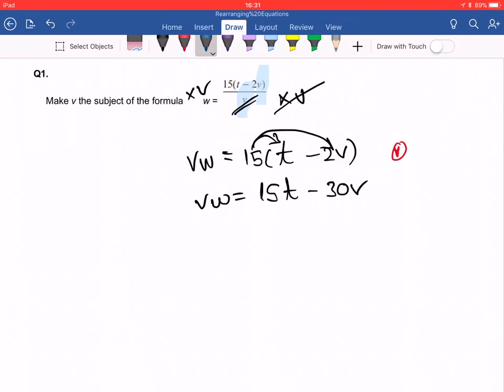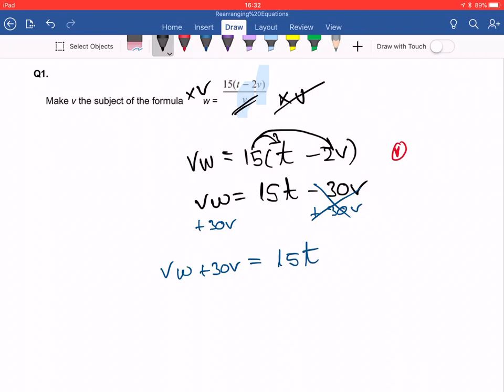Anyways, we want to get both V's on the same side. So I'm probably going to just add 30v to both sides. So that cancels out. That means we're going to have VW plus 30v equals 15t. Okay, then what? We've got V both on the same side, but now we need to group them together somehow. We need to bring them together as one. So what can we do?